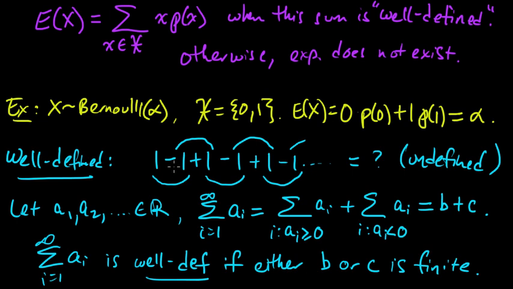On the other hand, if we got rid of all the minus 1s here, then we had 1 plus 1 plus 1, then the positive part, b here, would be infinity, but c would be 0. And so that would be okay. Then it would still be well defined. It would be infinity, but it would be well defined. And likewise, if we just took the negative ones, then it would be minus infinity. But since b in that case would be 0, it would still be well defined.